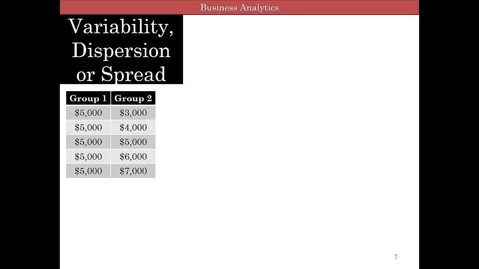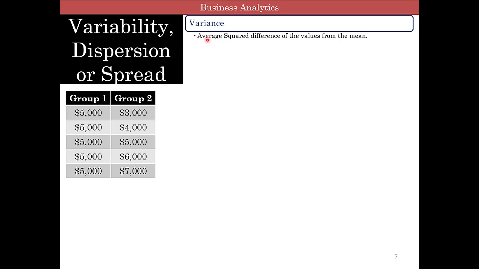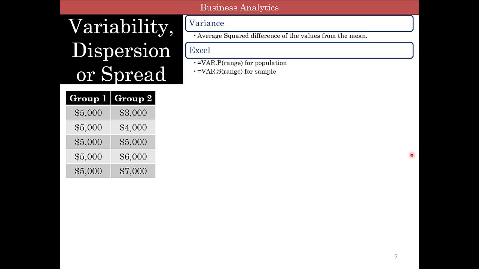The next measure of dispersion variability is important, used a lot, but it's not very intuitive and not very easy to explain. And that's called variance. Now, variance is the average squared difference of the values from the mean, or the squared difference from the mean. And that kind of makes it hard to explain what it is. Bear with me. We'll use variance, and then we'll talk about another measure called standard deviation, which is a lot more intuitive. In Excel, we can use equal to var.p or var.s.